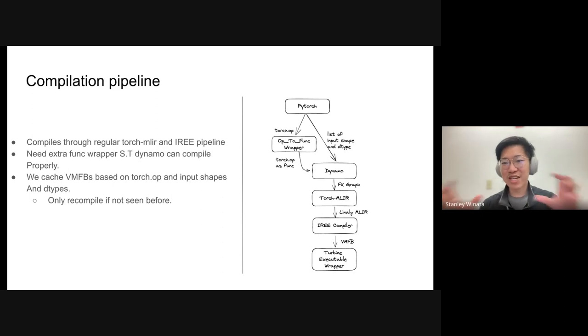So what we do is we create this function wrapper inside our method: you have a certain Torch op, we take this Torch op and wrap it around a function. And that way it's very easily compilable from Dynamo. Once we feed it through Dynamo, we'll generate an FX graph. We'll feed that into Torch-MLIR, and we'll get Linalg MLIR, and we'll feed it to the IREE compiler to generate a VMFB, and we wrap it up in the Turbine executable Python class.